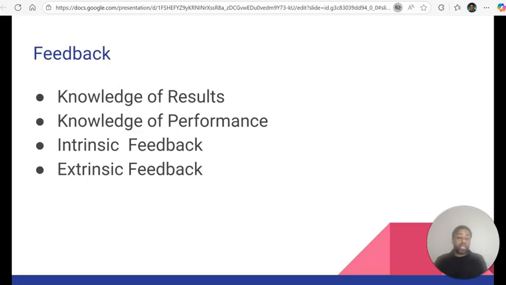Knowledge of performance is the knowledge of how the arm moved, or how the arm is moving, during that task. Oftentimes, knowledge of results is better feedback than knowledge of performance. And then there's intrinsic and extrinsic feedback. Intrinsic feedback is how the person feels through the movement production. Extrinsic feedback is given to that individual either by a clinician, or with video recording, looking at their performance after it was recorded, or feedback through a mirror.